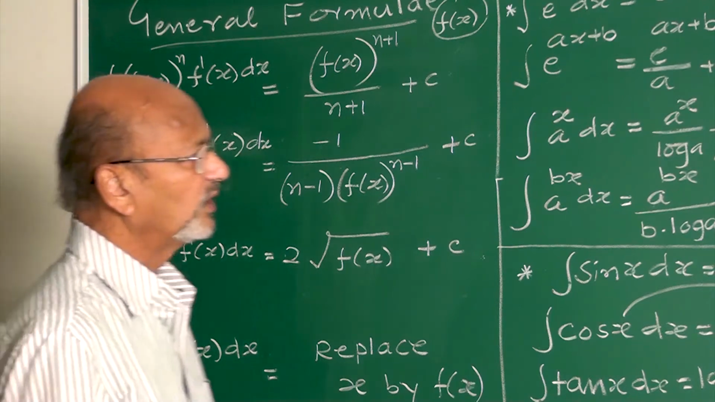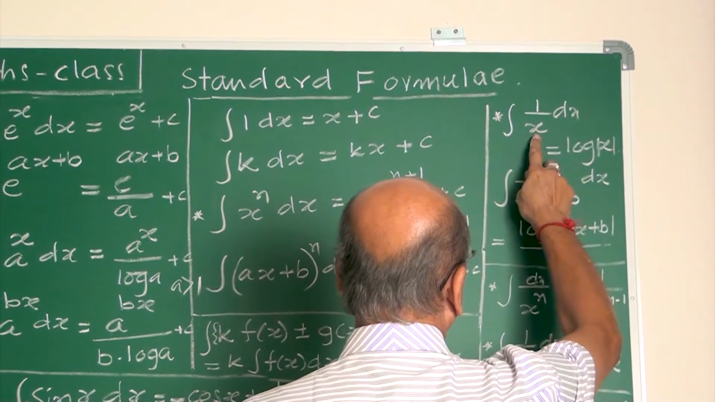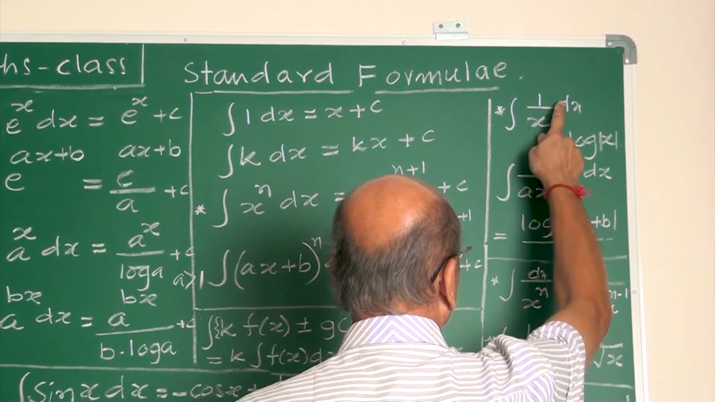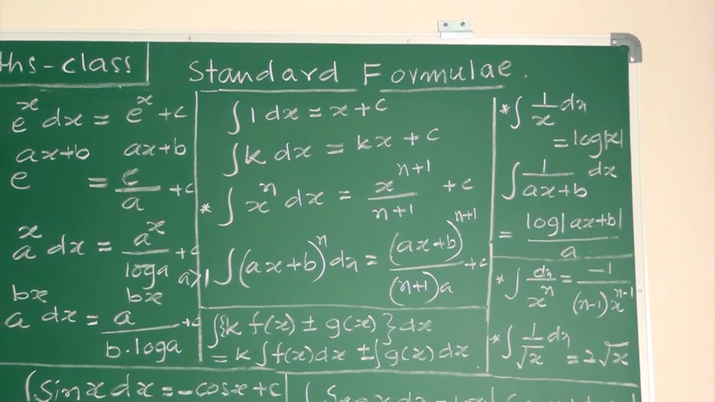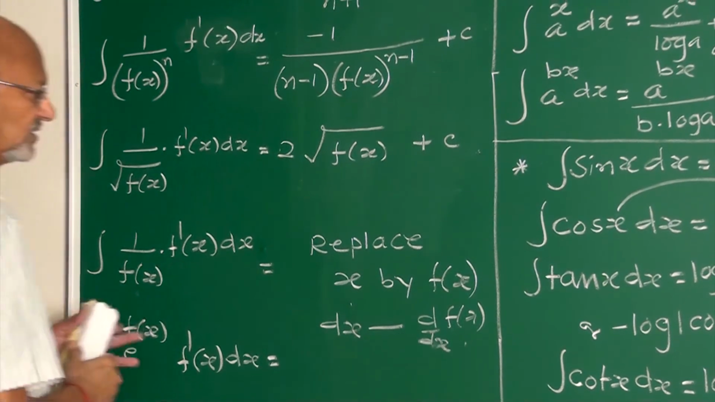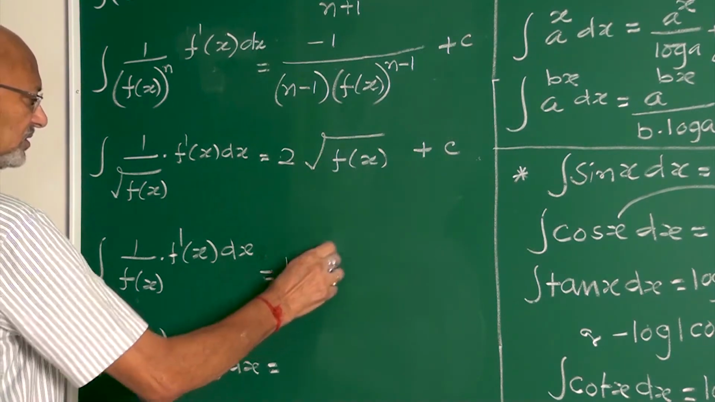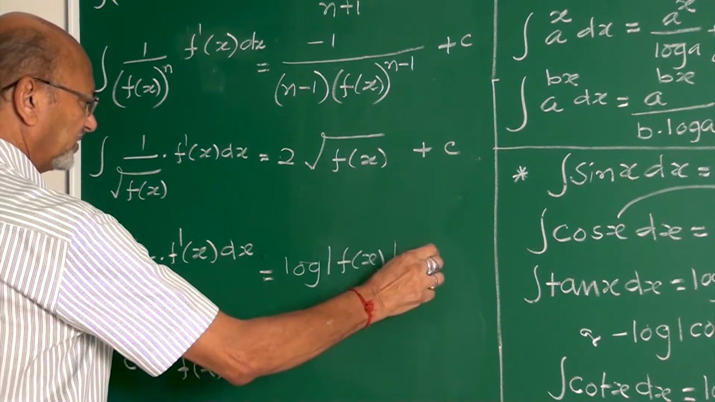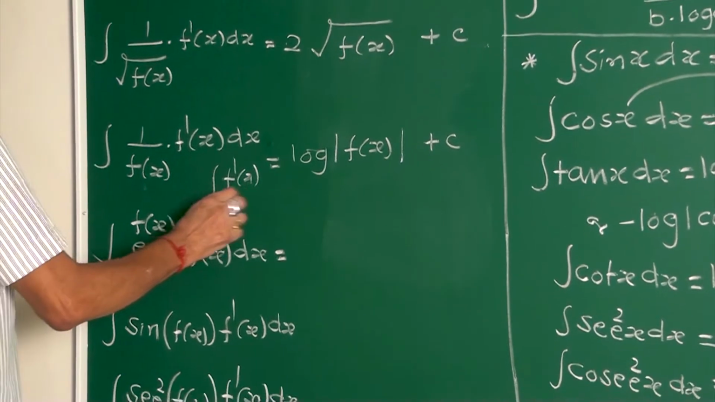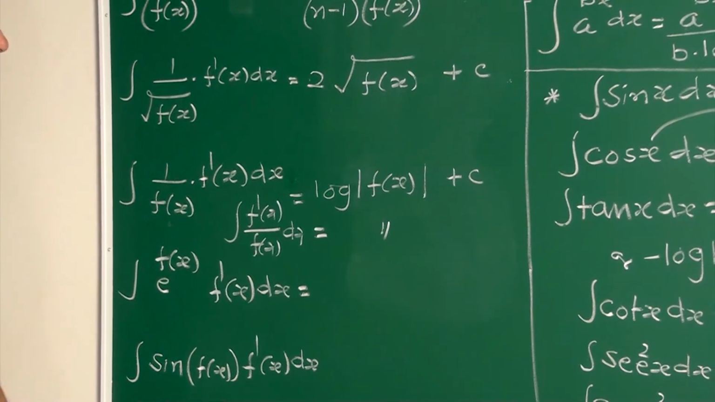Next, this, my friend, 1 by x. Integral of 1 by x is log mod x. As the derivative of x is 1 here, no need. If it is other than x, f(x), it needs here its derivative. So, it is integral 1 by f into f'. 1 by f into f' is what? It is log mod f(x) plus c. The same thing you can read as what? It is integral f'(x) upon f(x). Integral f'(x) upon f(x) is what? It is log mod f(x).